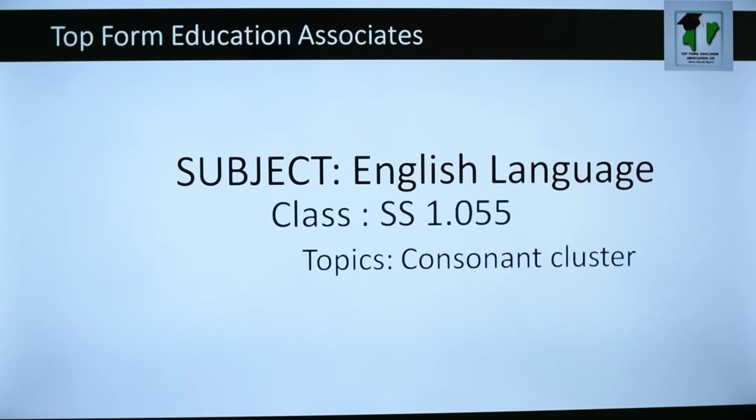We are looking at a new topic this afternoon, consonant cluster. Sometime last term, we looked at consonant sounds. But this afternoon, there's an attachment to the consonant sounds. We have consonant cluster sounds. What does the expression cluster mean? Cluster means when something comes together. So this afternoon, we are going to look at those consonant sounds that are more than one. They could be 2, 3, or 4 together without having any vowel sound separating them.